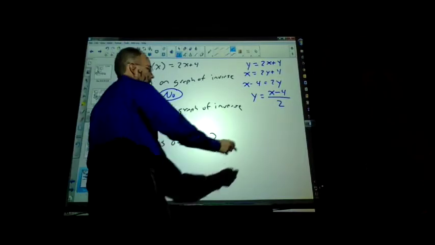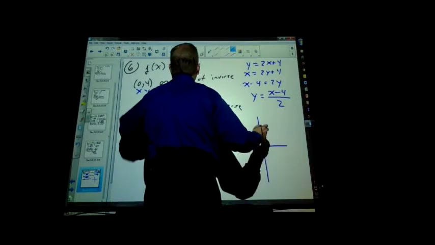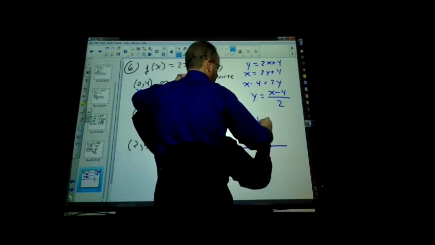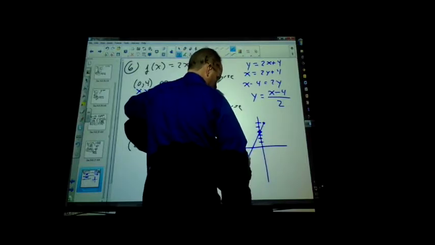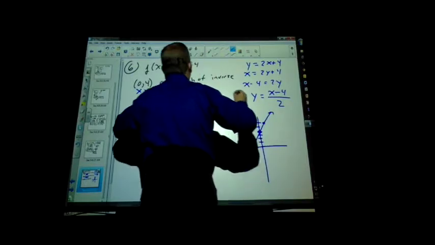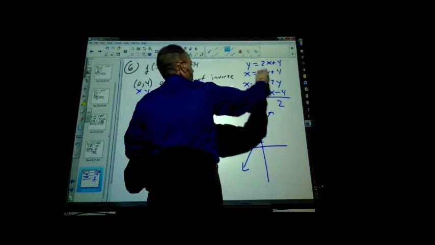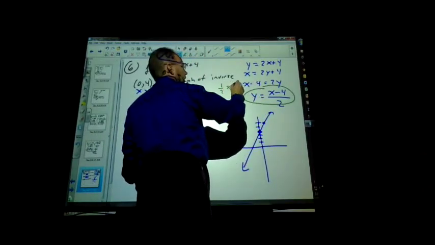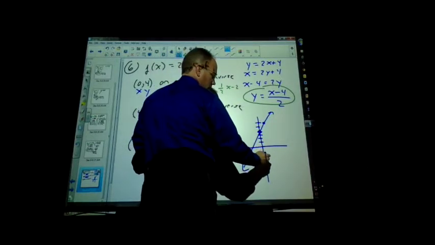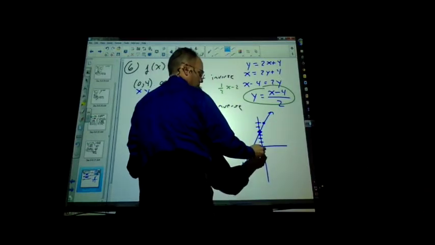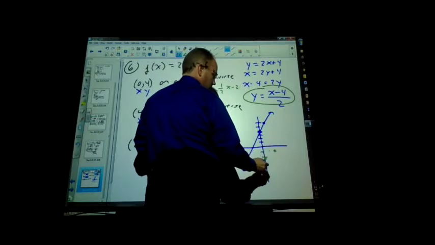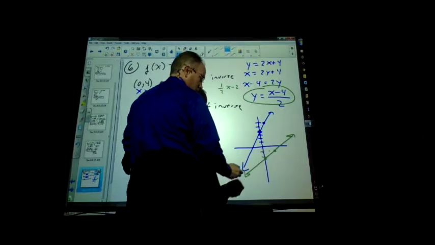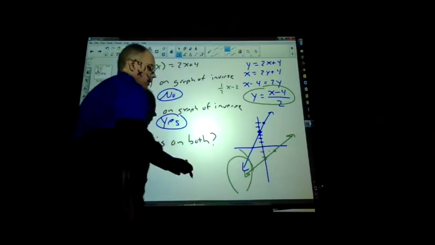Let's graph the original, see if this will let us figure it out. So I have a y-intercept of plus 4. A slope up 2, right 1. And then my inverse is this. That's the same thing as 1/2 x minus 2. So I'm going to go up 1, right 2. It looks like they're going to cross.